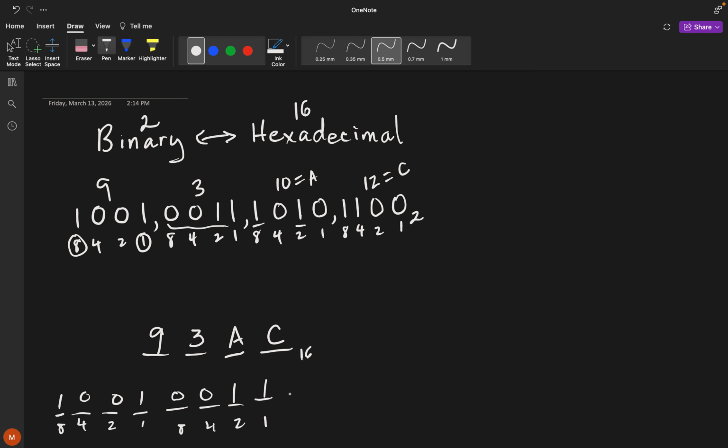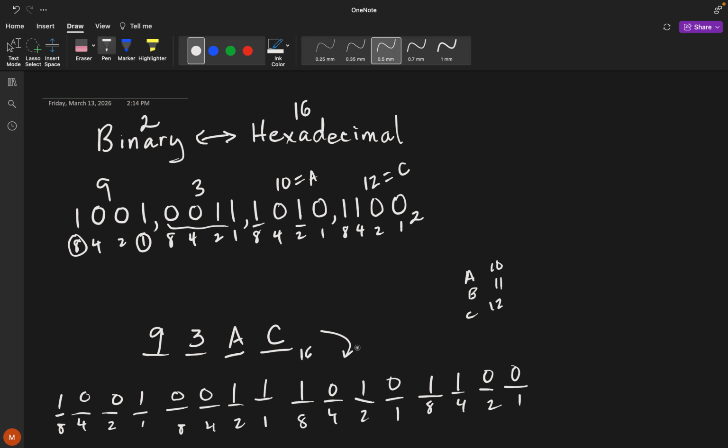And then we've got A. So we have 8, 4, 2, 1 again. 8 plus 2 is 10. So 1, 0, 1, 0. And finally C, which is 12. And it's okay if you need to write that over here like this to remember what it's equal to so that you don't get that wrong. So C is 12. So I have 8, 4, 2, 1. 8 and 4 is 12. So there we are going from that to that.